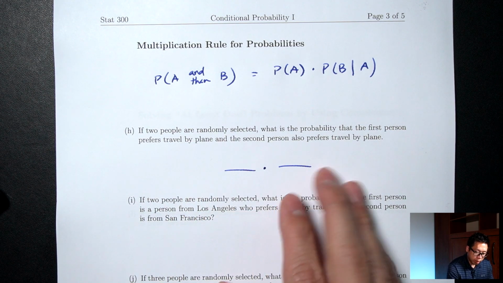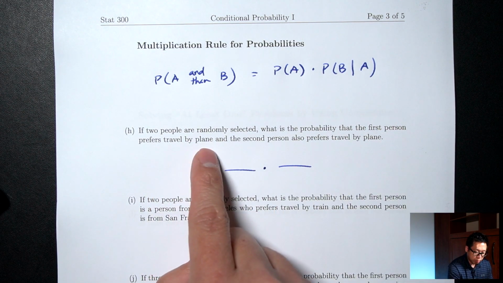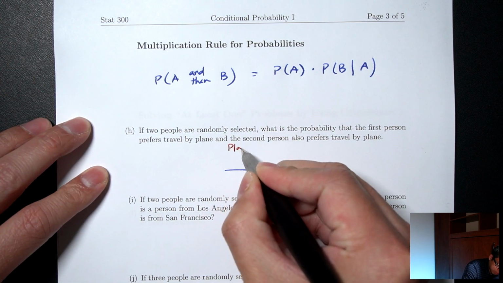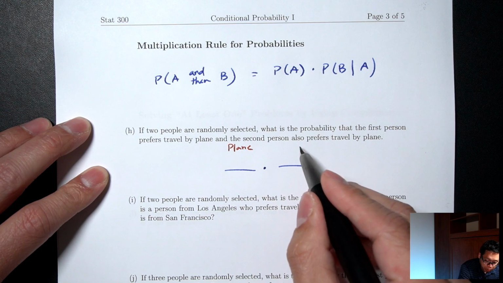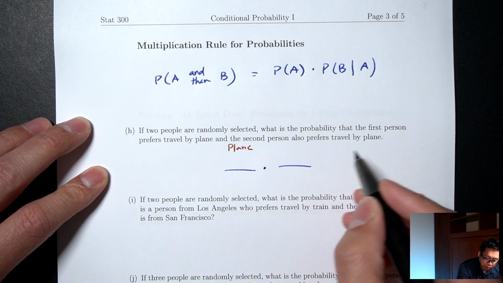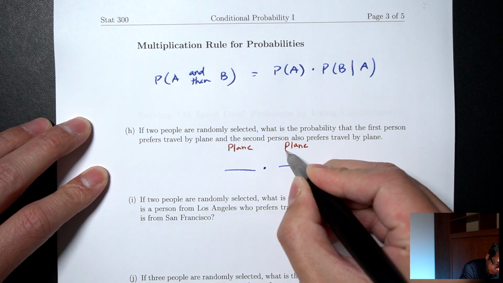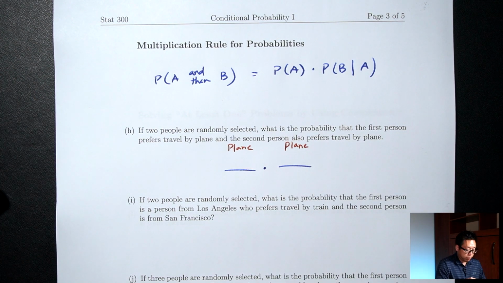Let me make a note of what the first person is and what the second person is. First person prefers travel by plane. So I want the first person to be plane and the second person to also prefer travel by plane. So second person is also plane. And then we're just going to find the probabilities of each fraction of each person separately.